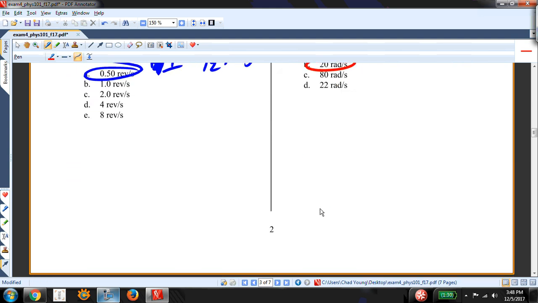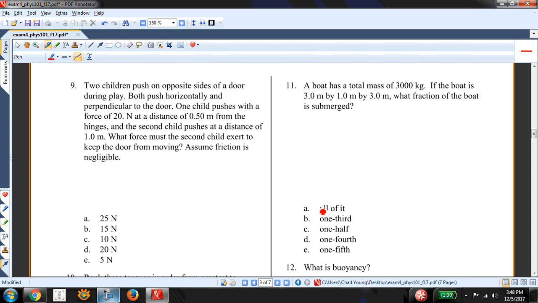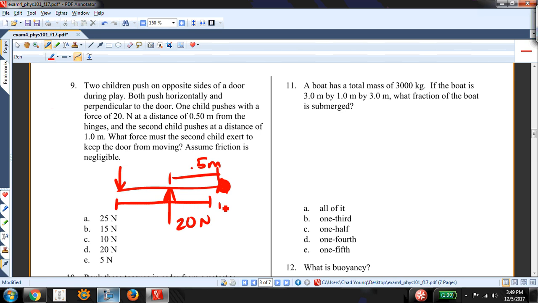Now number 9, 2 children push on opposite sides of a door during play. Both push horizontally and perpendicular to the door. Here's the door, there's the axis of rotation. One child pushes with a force of 20 newtons at half a meter. And the other child pushes over here at 1 meter. What force must this be? Well, you say F times 1 equals 20 times 0.5. Balance the torques out. 20 times 0.5 is 10, so F is 10 newtons.